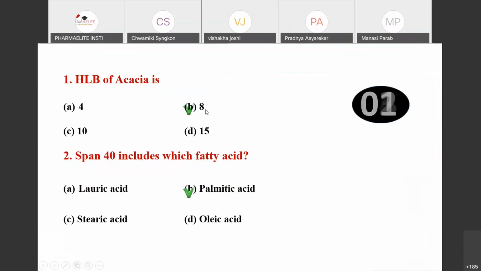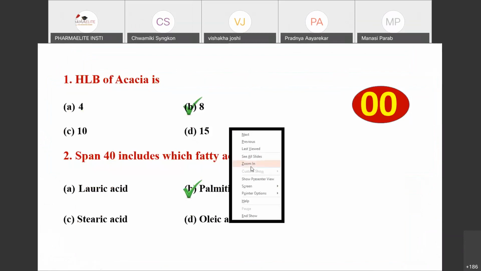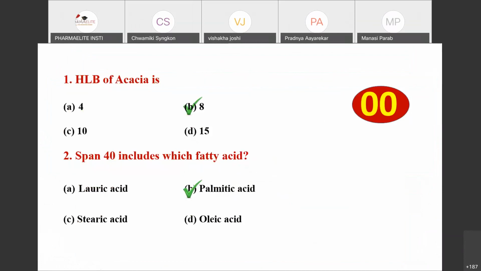Perfect. Span 40 will have your fatty acid, palmitic acid. So let it be Span or let it be Tween. Agar main Span 20 bolta hu, to bhi hamesha uske andar lauric acid hoga. Agar main Tween 20 bolta hu, to bhi usme hamesha lauric acid hi hoga. Let it be Span or Tween, 20 would always mean that it's a lauric acid.